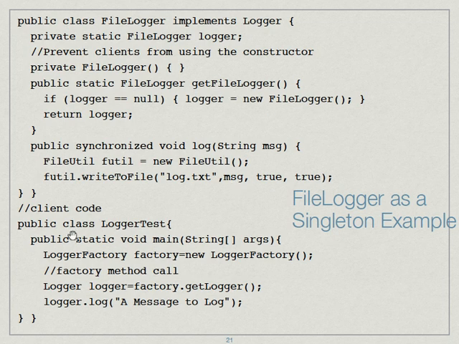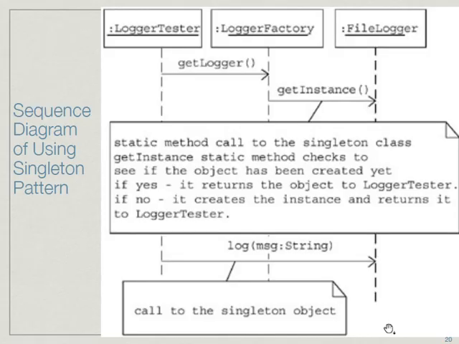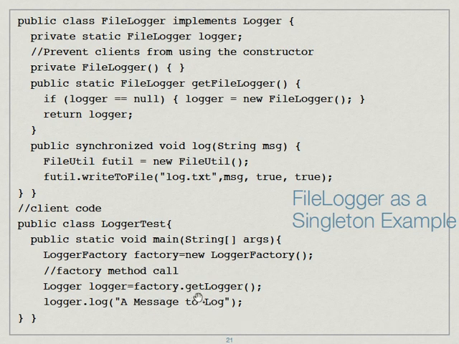And this logger test will be our client in this case. So it would get a factory, and it's called get logger, okay? Instead of getInstance, that's fine too. You can call it get something, whatever. And then after that, I can do logging.